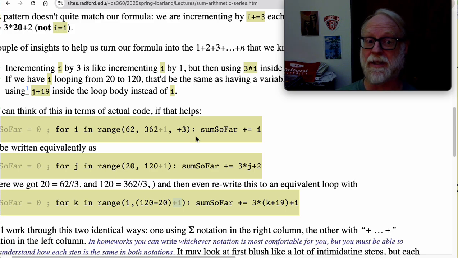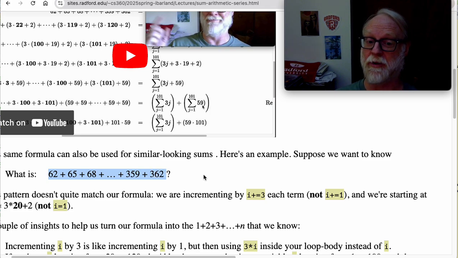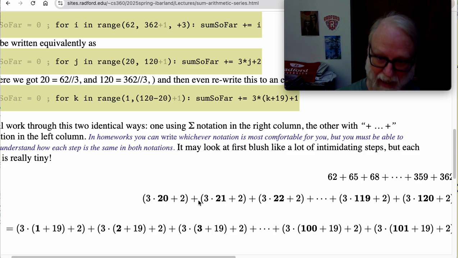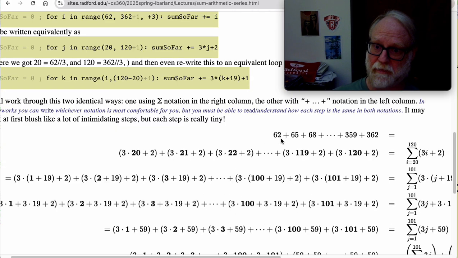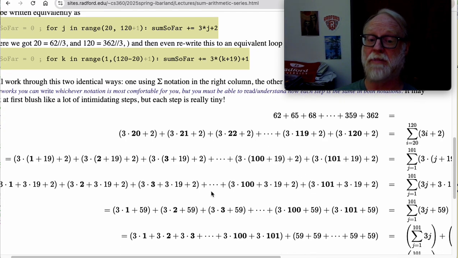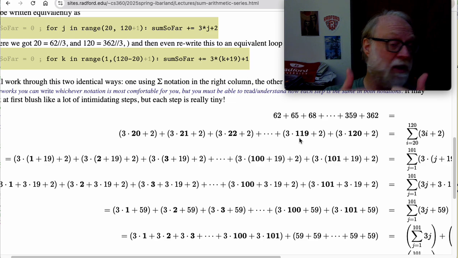But we're going to apply this trick to turn this into something that looks like 1 plus 2 plus 3 plus 4 up through n. Okay, so let's go ahead and try that. So here is our sum. And first I'm going to give this in two ways. This left-hand column here is a bunch of equalities using plus dot dot dot. And if you want to write it that way in your homeworks, great, if that makes good sense to you.